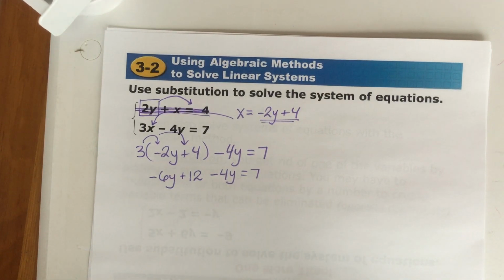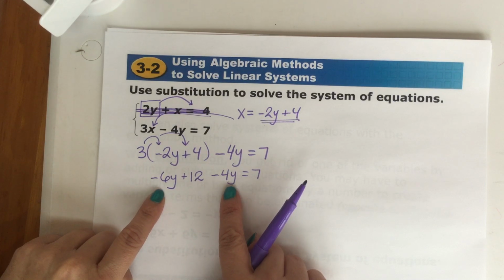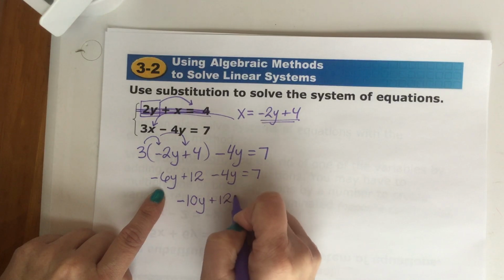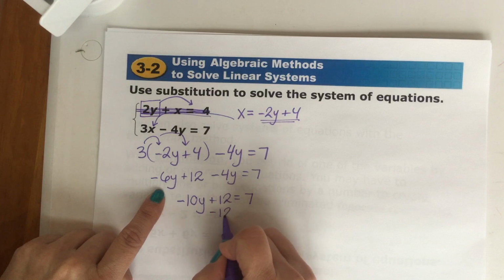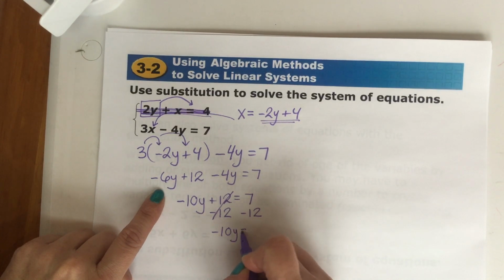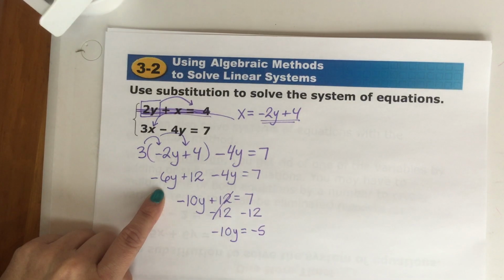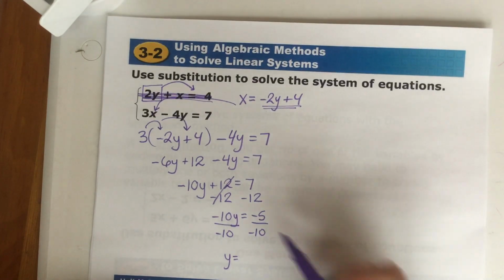I can combine like terms. I have two y terms on the same side of the equation, so I combine them. Negative 6y and negative 4y makes negative 10y plus 12 equals 7. To solve for y, minus 12 to each side, negative 10y equals 7 minus 12 is negative 5. To solve for y, I would divide both sides by negative 10.